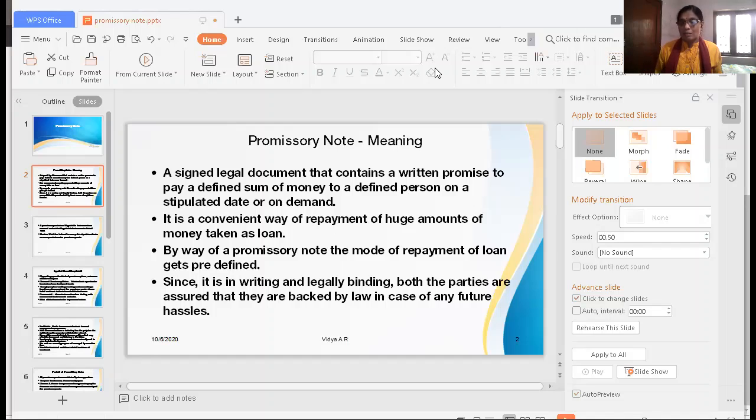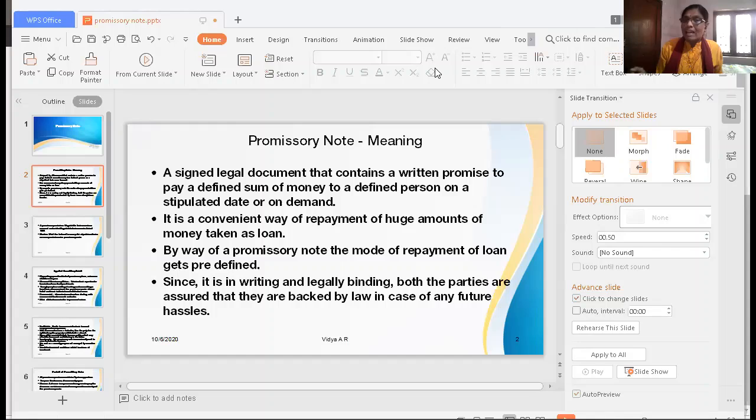It is possible. We can mention one date telling that on this particular date, 10th of September 2021, I will repay the money. Or you can mention it as when you are demanding, I will give you the money. The date is not there, but that is also valid under the promissory note. That's what you have to understand. So either a date is mentioned or on demand, the money is to be repaid by the other person.